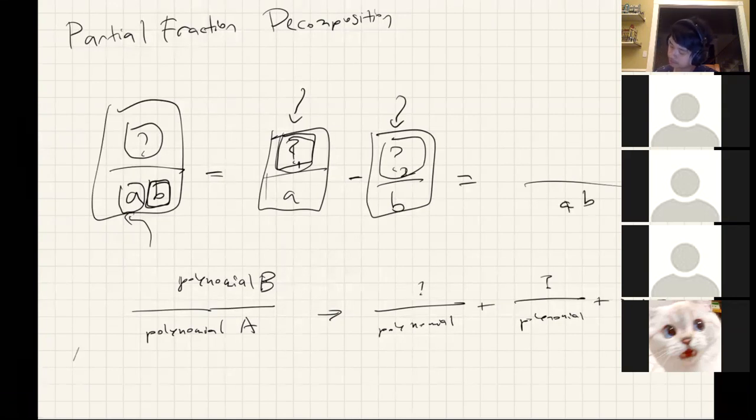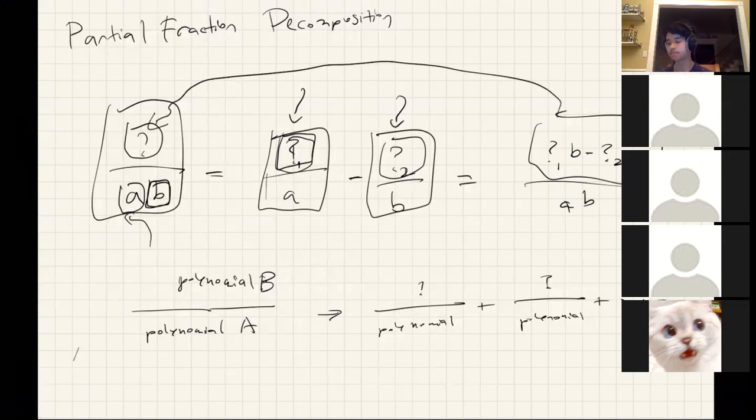So you get something like AB over unknown 1, B minus unknown 2, A. We want this numerator to end up being the same as the original numerator. We do that by solving for the values of these unknowns, just like in a regular system of equations.